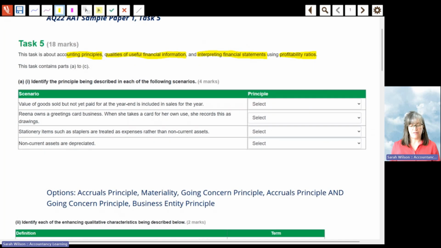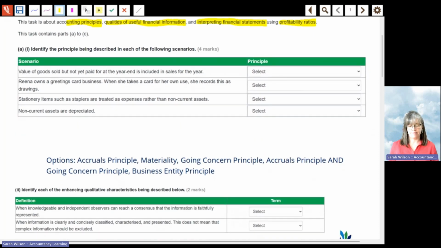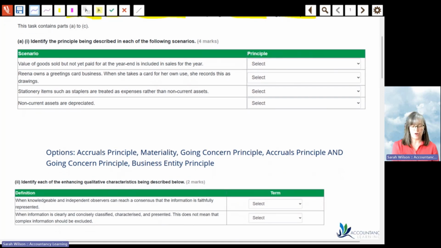So let's have a look at the first question we are given. In this first question, we need to identify the principle being described in each of the following scenarios. Now in the exam, you've got a drop down and you've got the options from your drop down here. So we've got accruals principle, materiality, going concern principle, accruals principle and going concern principle, and business entity. So let's look at the first scenario then.